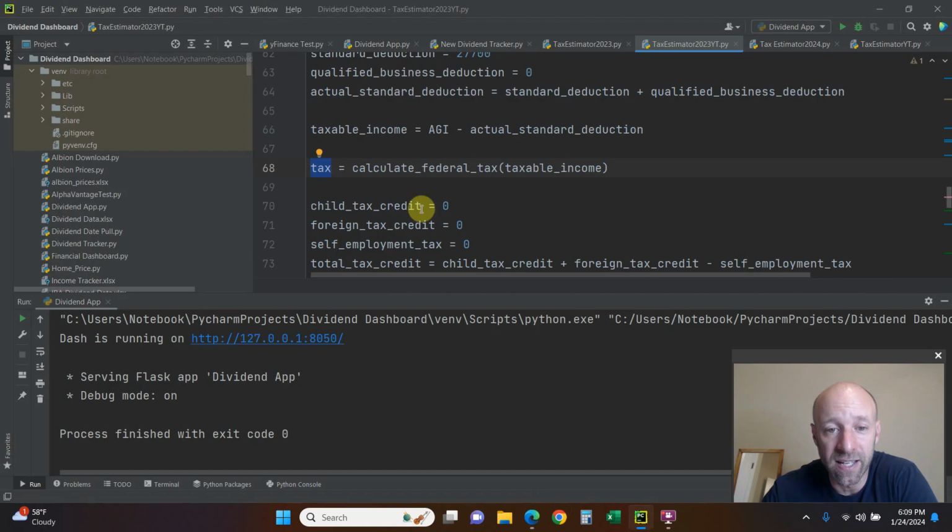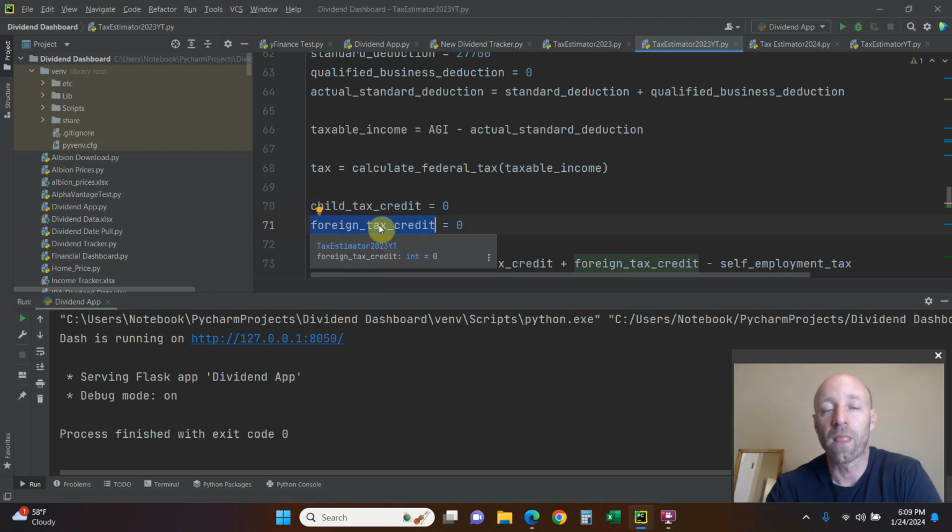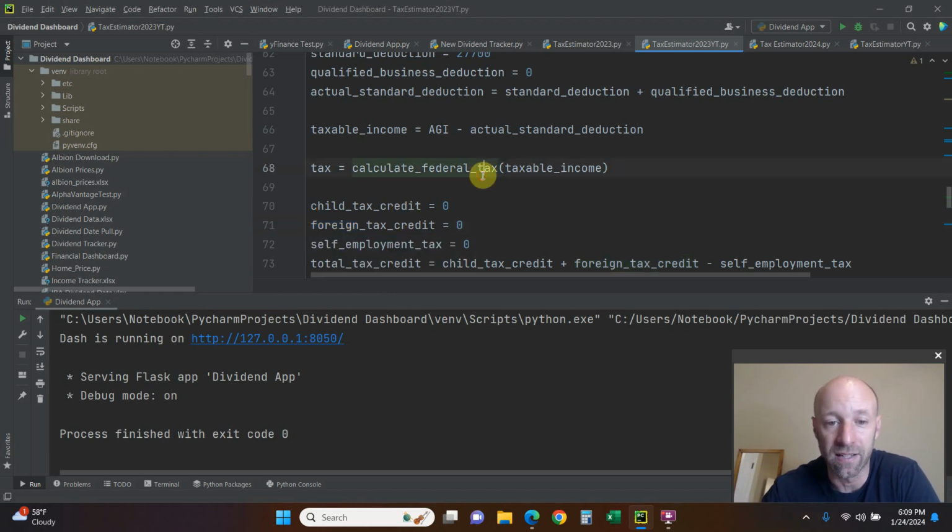Now, if you have kids, I think the child tax credit is $2,000 now per kid. So my kids are older, and so I don't have that anymore. I have a mutual fund that has some foreign governments in there, some foreign stocks. And when I get paid on those foreign stocks, Fidelity has to pay, or I have to pay foreign taxes on that. And as a U.S. citizen, I get a credit for that.